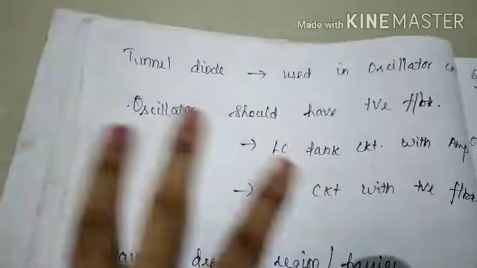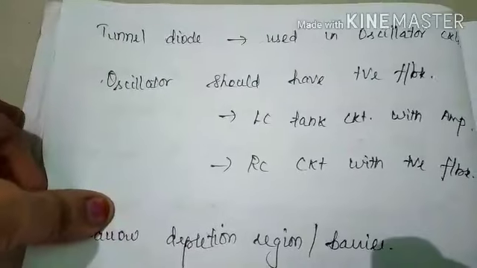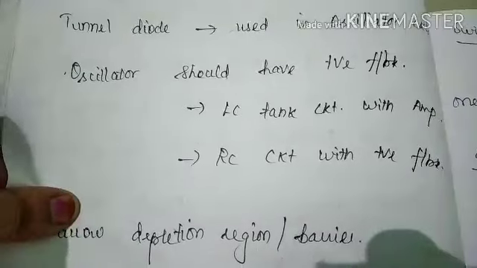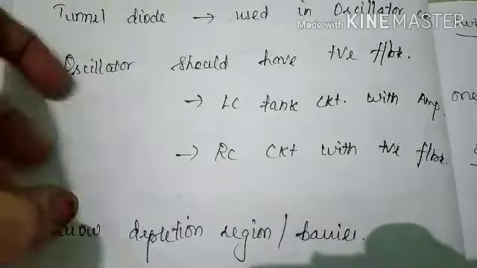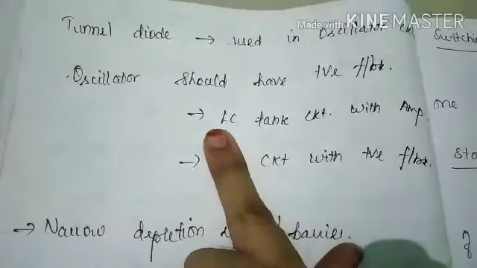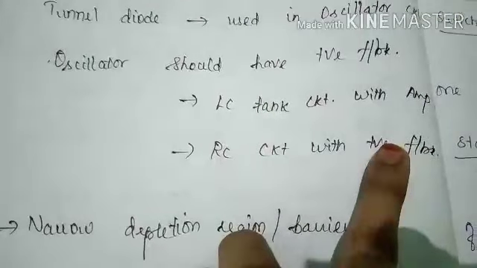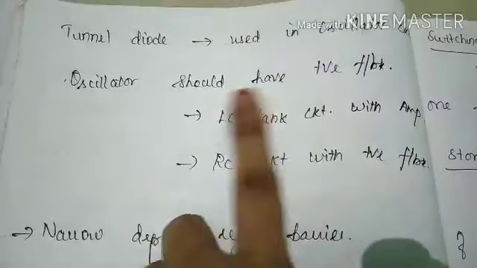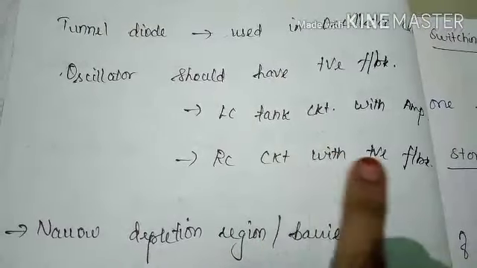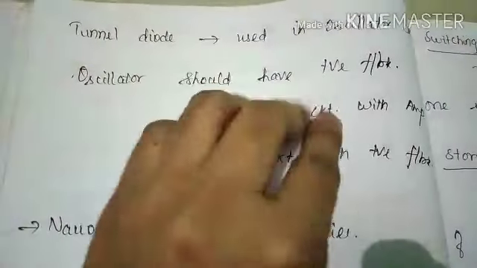Now we will see the applications of the tunnel diode. Tunnel diodes are mainly used in oscillator circuits. An oscillator should have positive feedback. The positive feedback may come from an LC tank circuit with an amplifier, or an RC circuit with positive feedback. So oscillators may be of these two types. These are the applications of the tunnel diode.